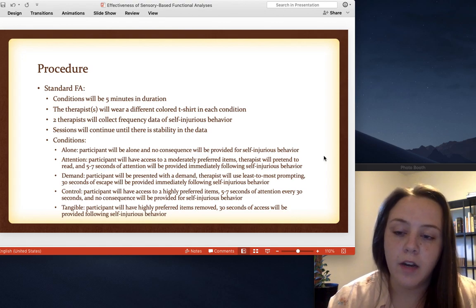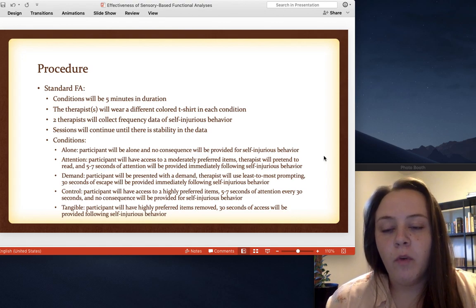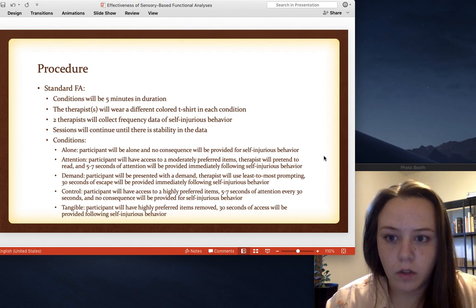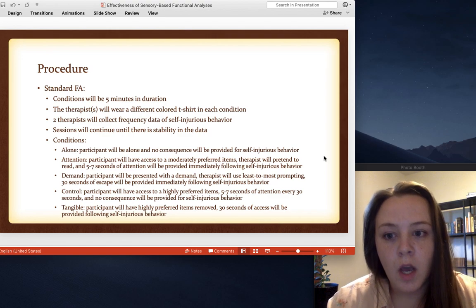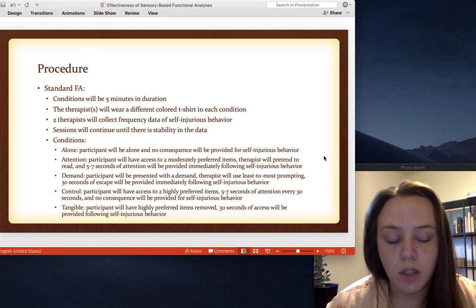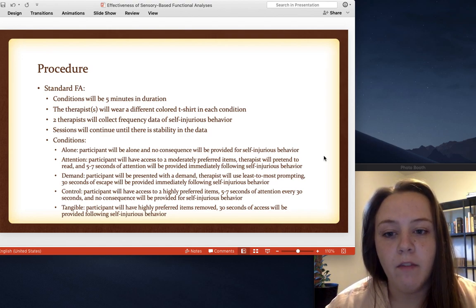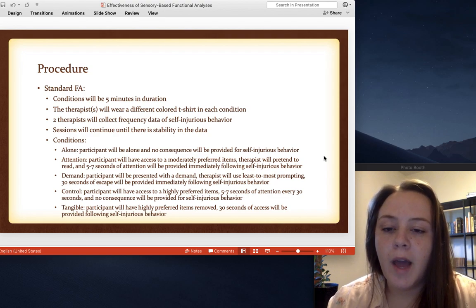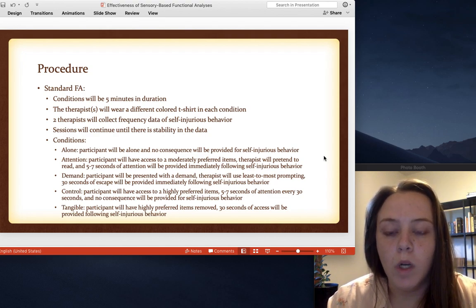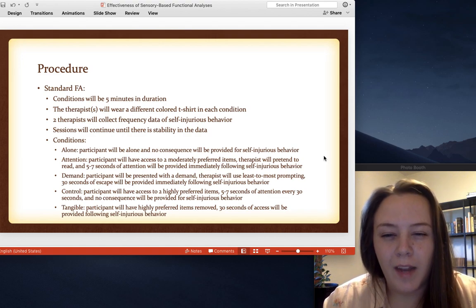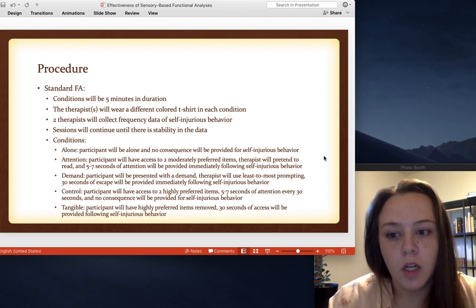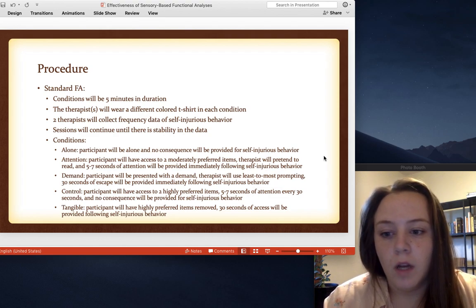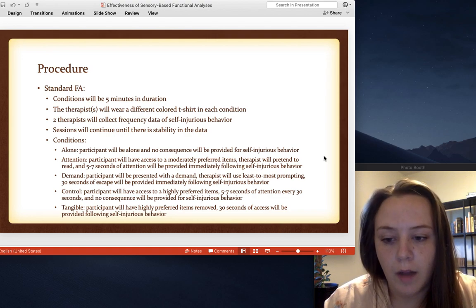So then for the standard FA, which is kind of before the assessment or the real research study, but is necessary to ensure that we have the proper participants, we'll have 5 different conditions, and each condition will be 5 minutes in duration. We'll probably have the intercondition time be about 1 to 2 minutes long. And then, as mentioned earlier, the therapists are all going to wear a different colored t-shirt in each condition. We might do attention as red, demand as blue, control as orange, and tangible as green.